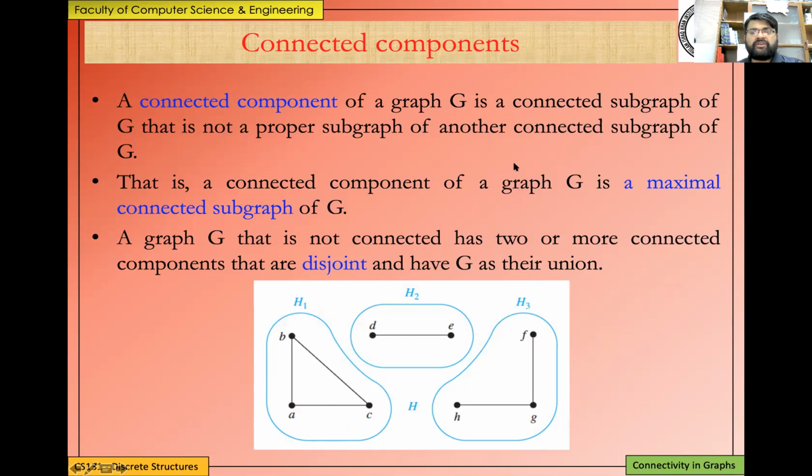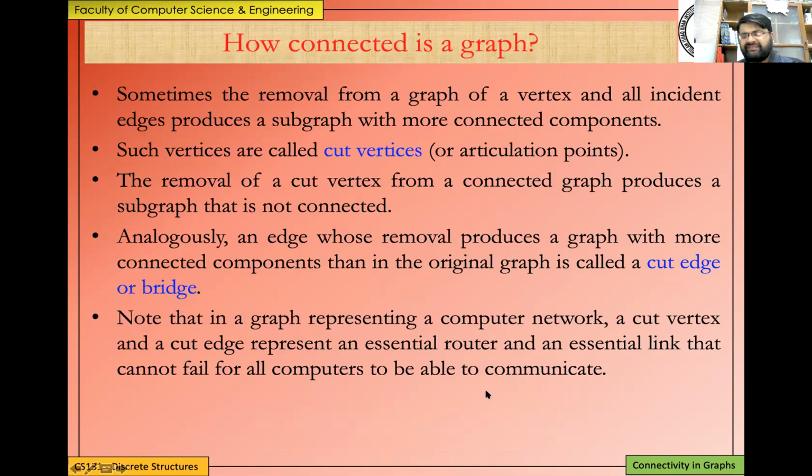That is, a connected component of a graph G is a maximal connected subgraph. So you have to get the maximal connected subgraph, and that is what we define as a connected component. Some graphs may have exactly one connected component, and other graphs, like the one shown on your screen, have three different connected components. A graph G that is not connected has two or more connected components that are disjoint and have G as their union. So that's pretty much the definition of a connected component.